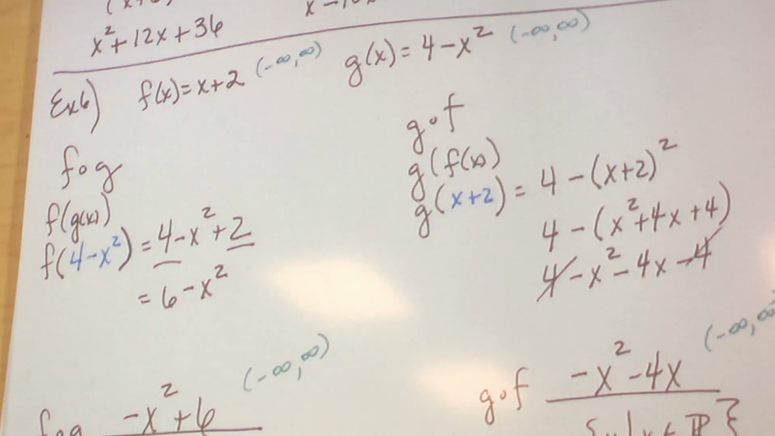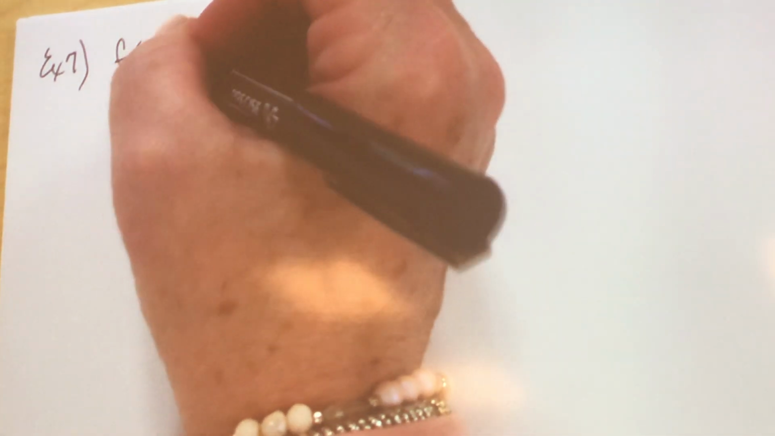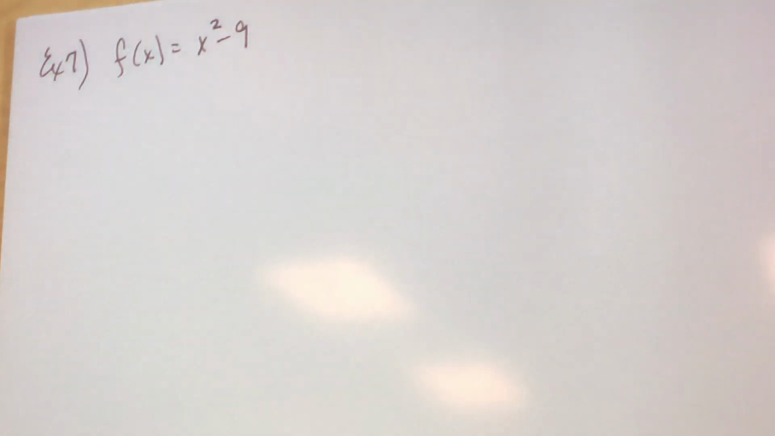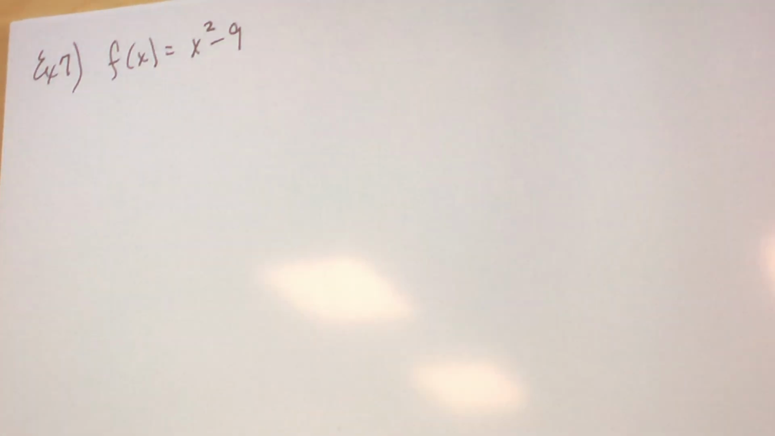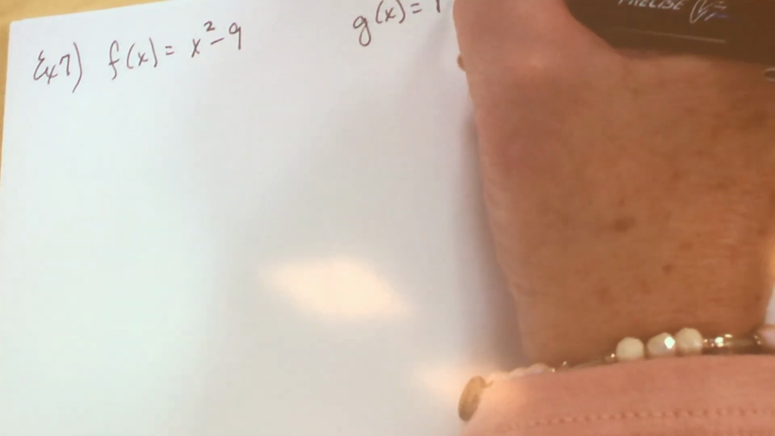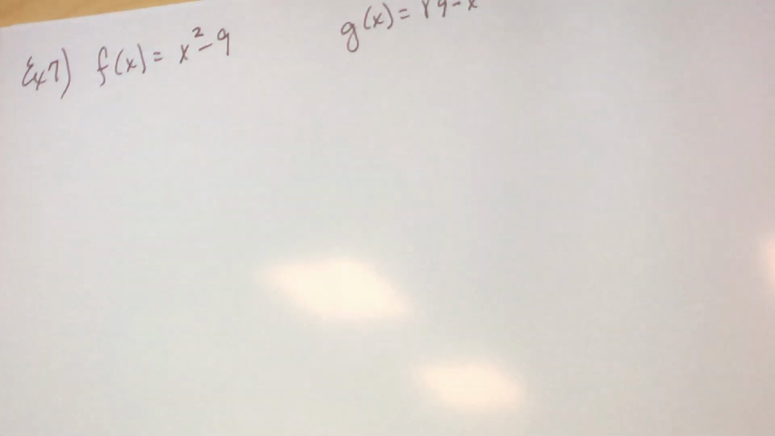Okay, we got one more problem I'm going to work, and then I'll give you a worksheet and you can work on yours. All right, so this is example 7. It looks like this. f of x is equal to x squared minus 9. G of x is equal to the square root of 9 minus x squared. Does he have a problem? Yeah, he's going to have a problem.